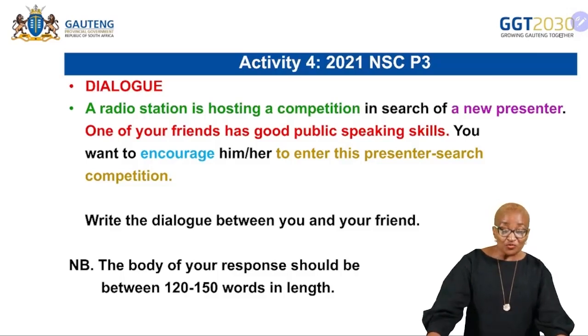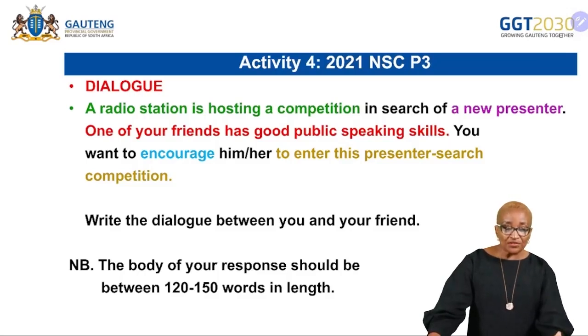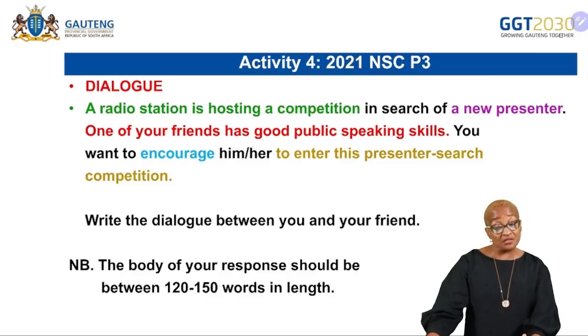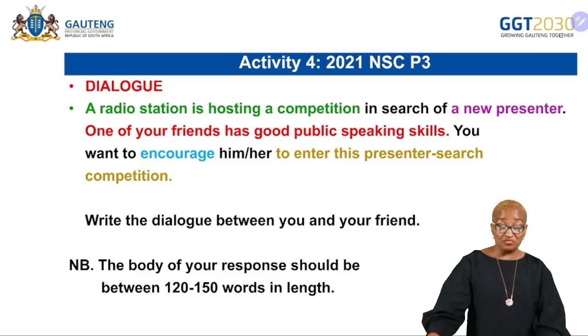The body of your response should be between 120 and 150 words in length. That is straightforward. You've got a radio station which is hosting a competition in search of a new presenter, and you've got a friend, and this friend has good public speaking skills. So you write the letter to encourage him to enter the presenter search competition.